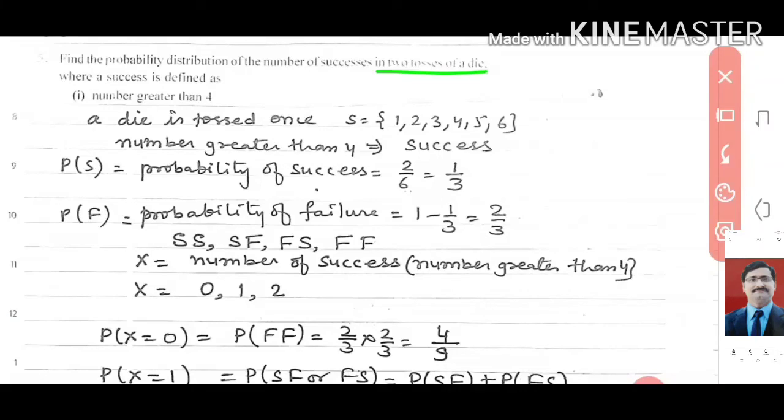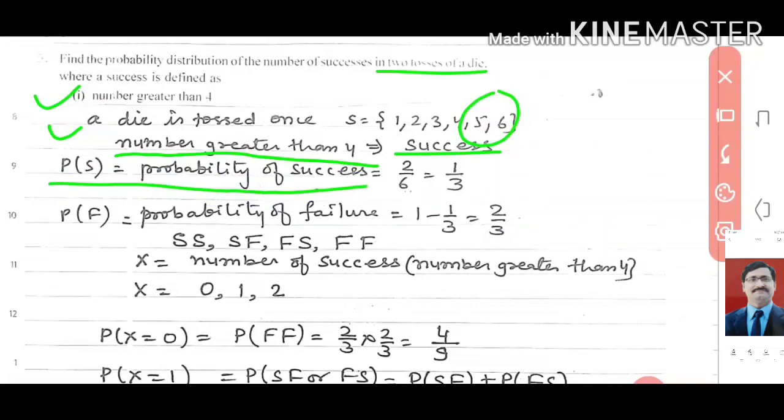Find the probability distribution of the number of successes in 2 tosses of a die, where a success is defined as a number greater than 4. When we toss a die one time, the sample space is 1, 2, 3, 4, 5, 6. Here a number greater than 4 is a success. Numbers greater than 4 occur only 2 times, so the probability of success, P(S), is 2 by 6, that means 1 by 3. Now P(F), the probability of failure, is 1 minus 1 by 3, that means 2 by 3.